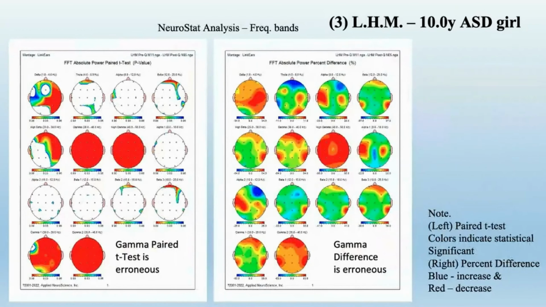This is the neurostat. Let's consider the alpha. We can find here on the midline the alpha is increased, although it is not significant. For the gamma and the high gamma, please forgive me, I made some mistake when I did the brainwave acquisition, so it is an error. We don't have to use it as reference.